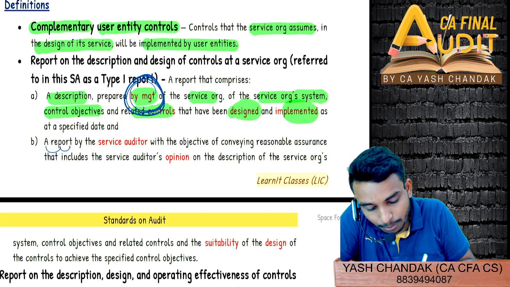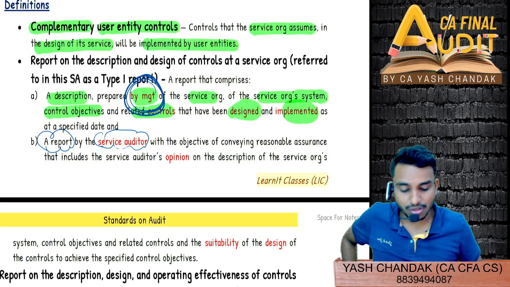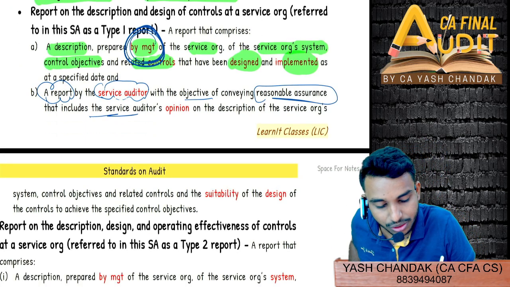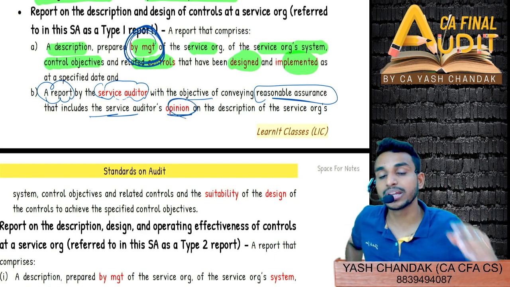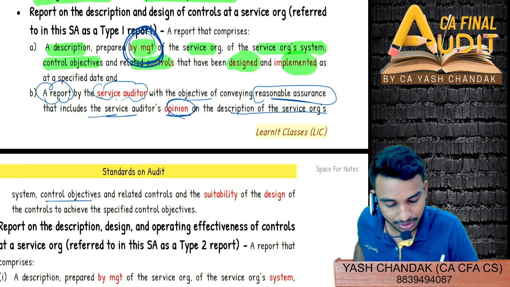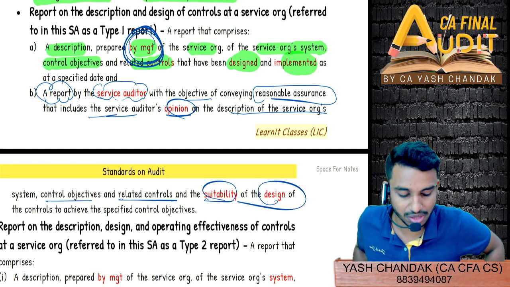Similarly, there will be a report by the service auditor also. See in the second point, there will be a report by the service auditor with the same objective of conveying reasonable assurance, that includes the service auditor's opinion on the description of the service organization's system, control objectives, related controls, and the suitability of design of the controls to achieve the specified control objectives.